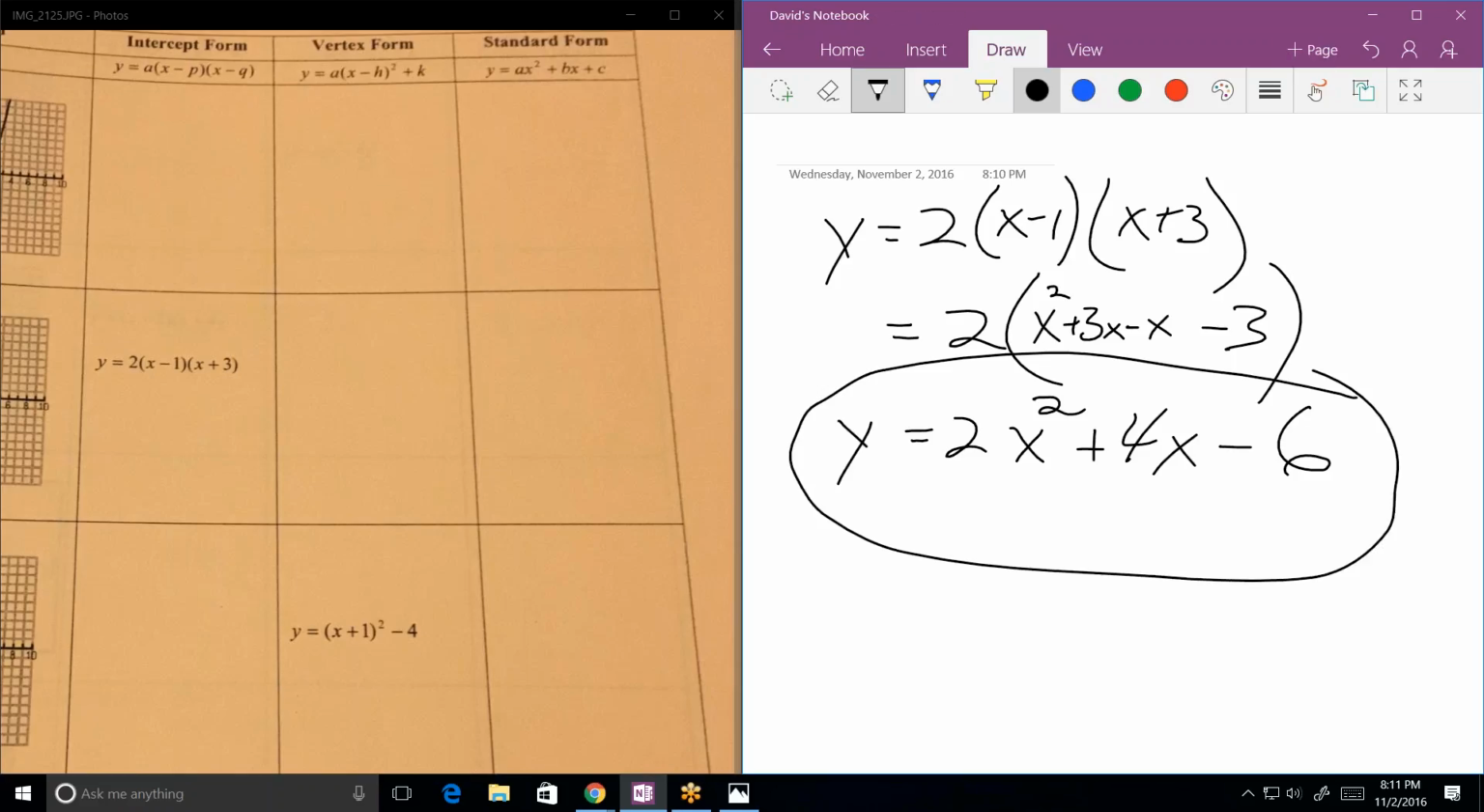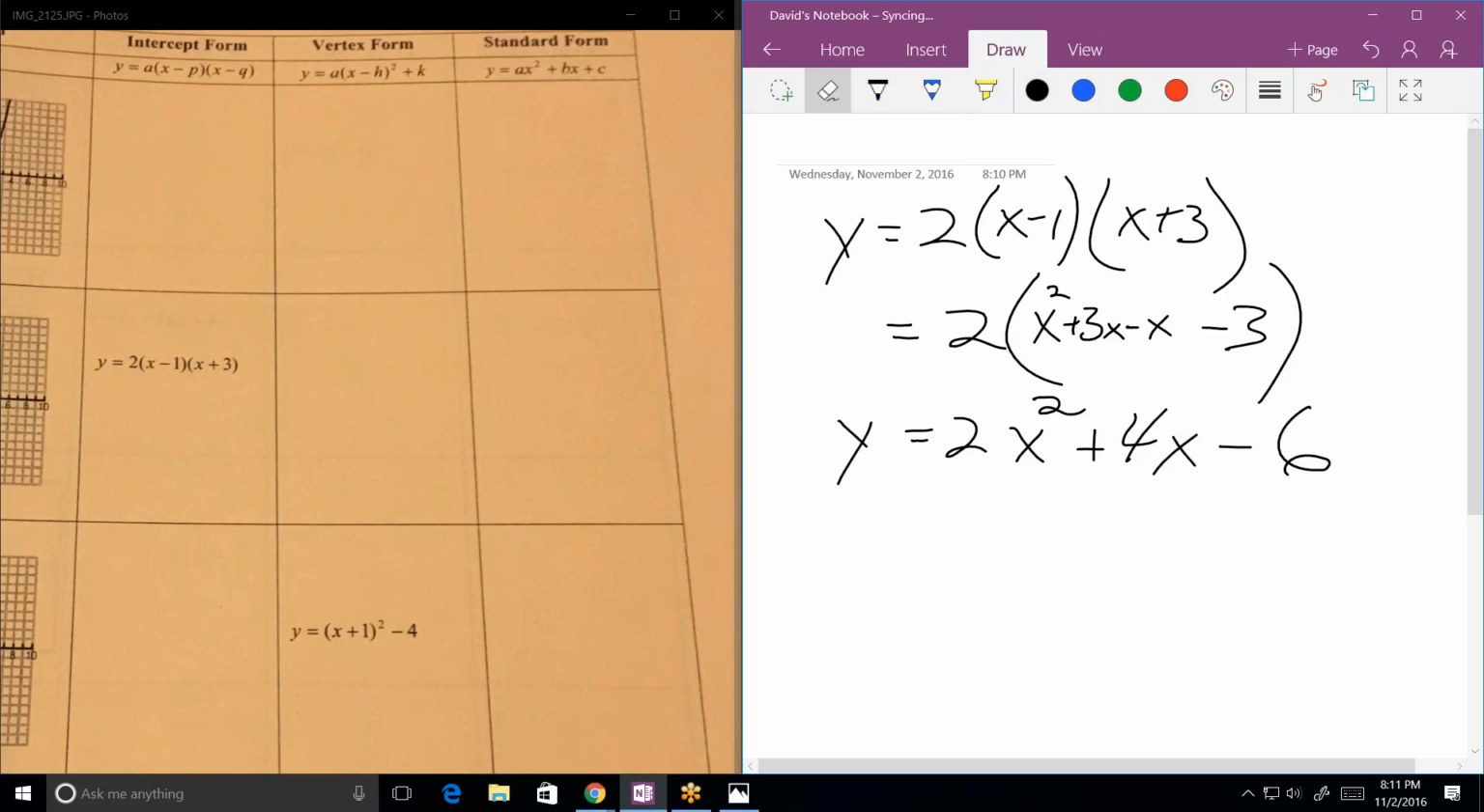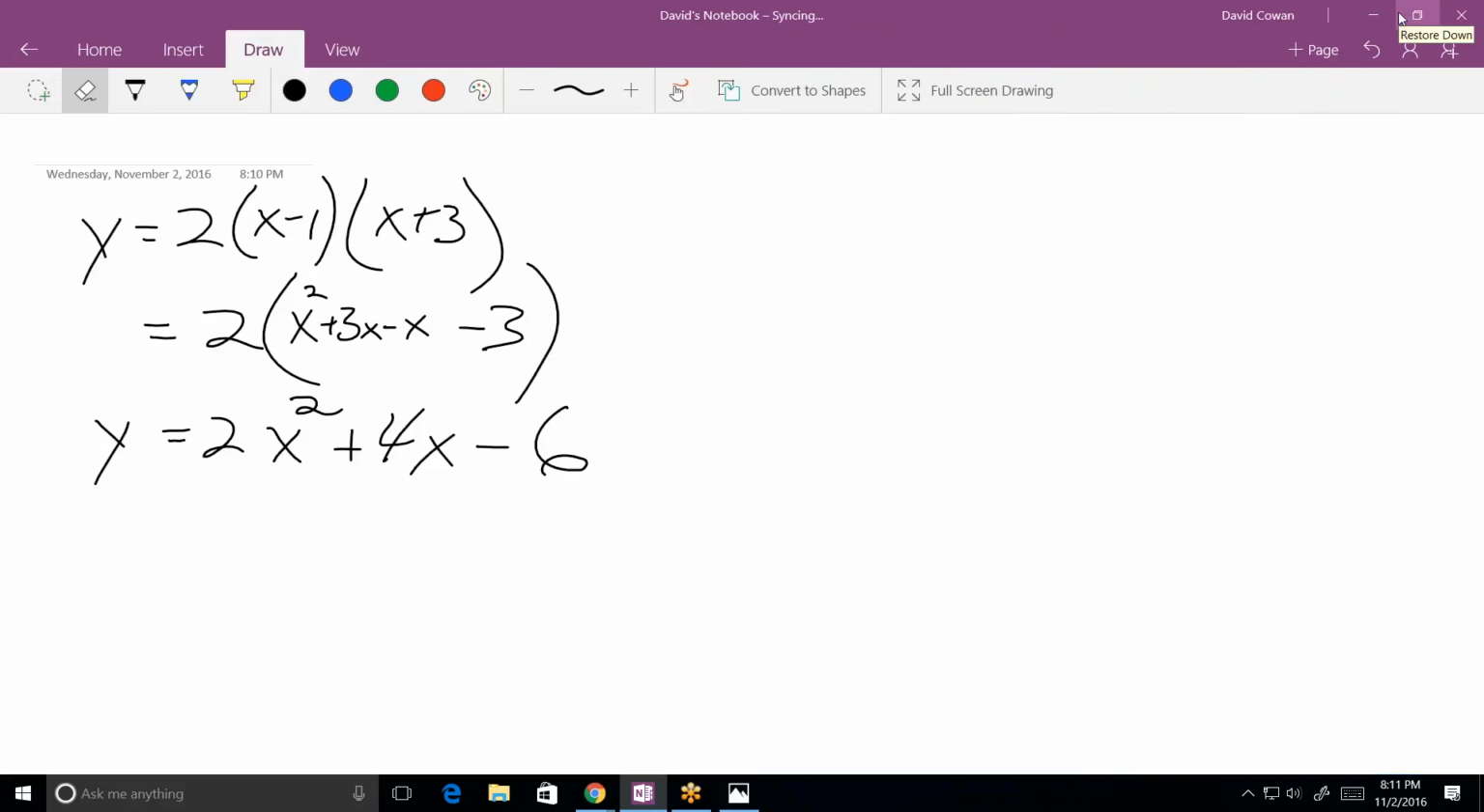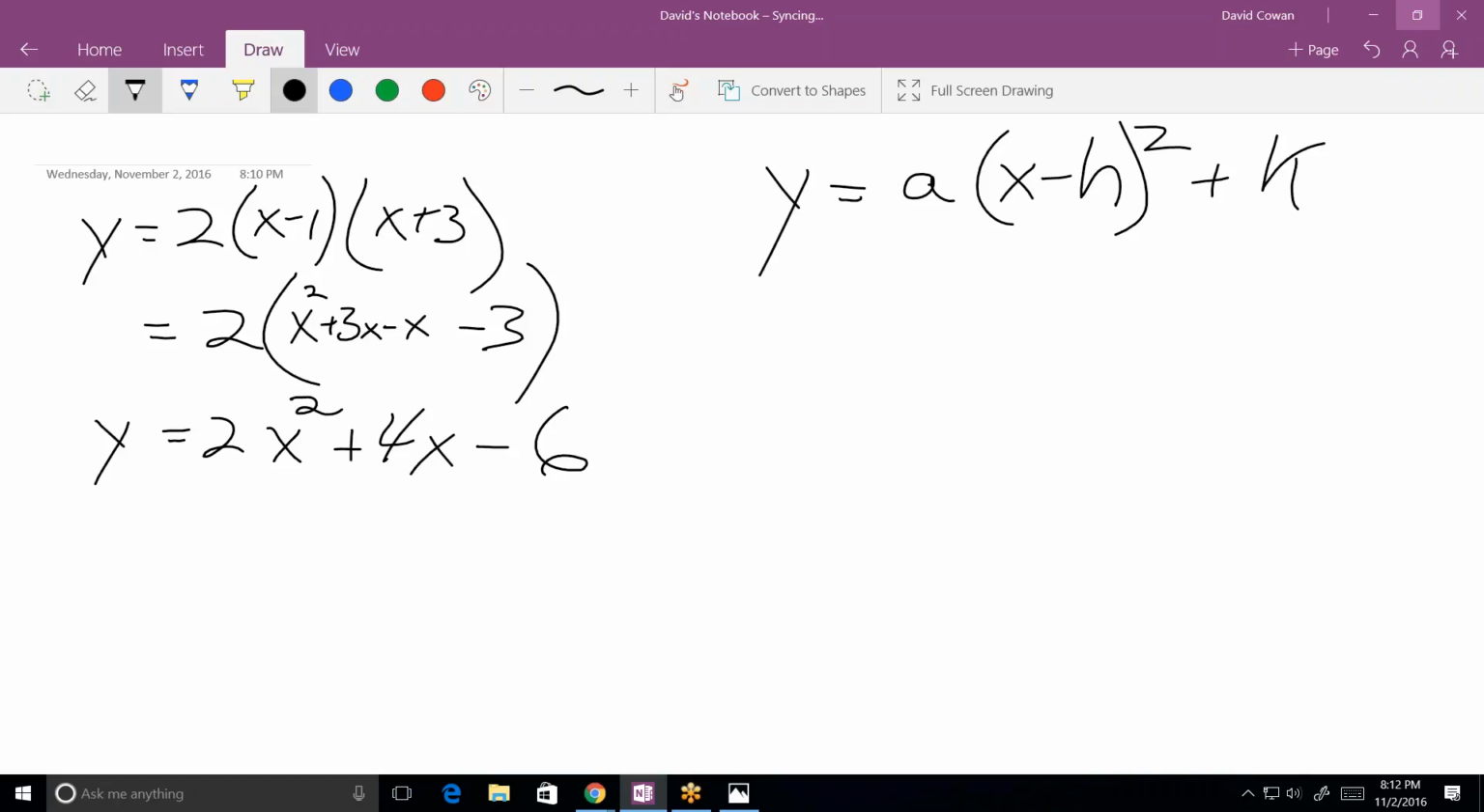Now the hard one to get it into is vertex format. In order to get it into vertex format, you have to complete the square. That's the way to do it. We've done a lot of completing the square. Here's the format we're trying to get it into. Let me write it up here. y equals a times x minus h squared plus k. And we want to take this and put it into that format by completing the square. So let me get you started.